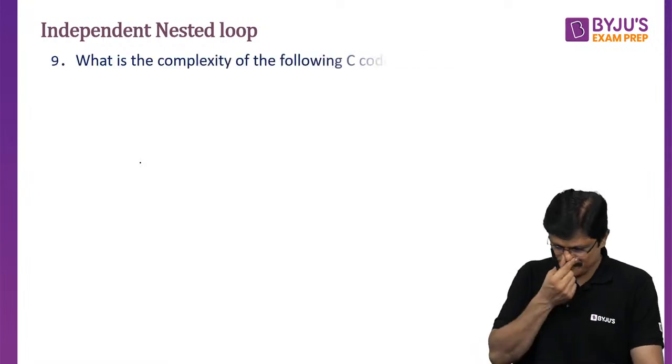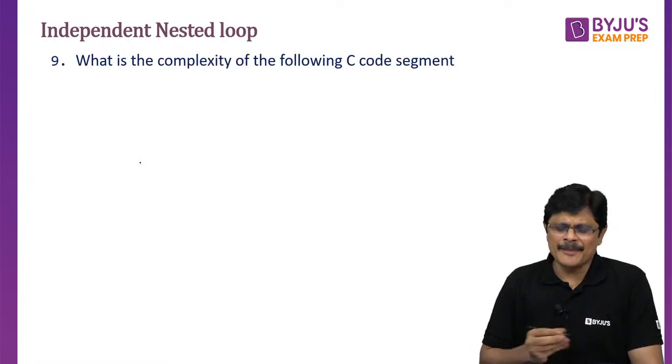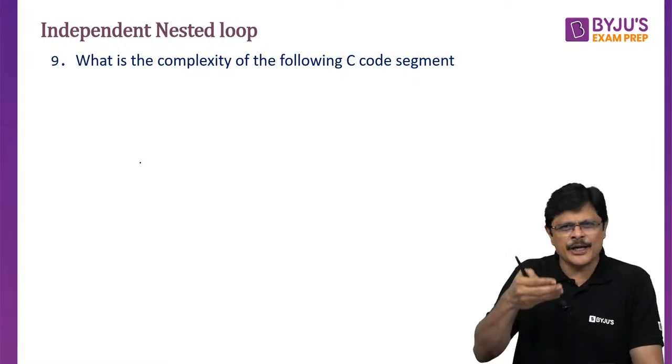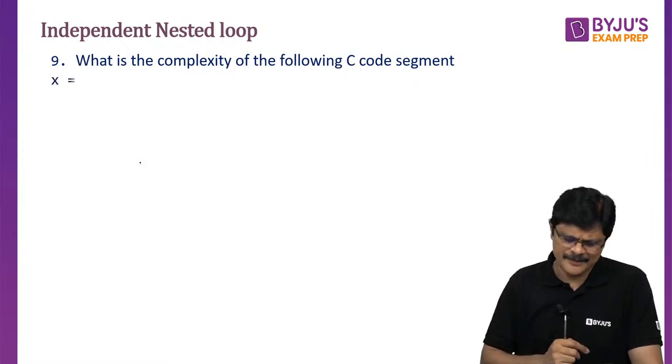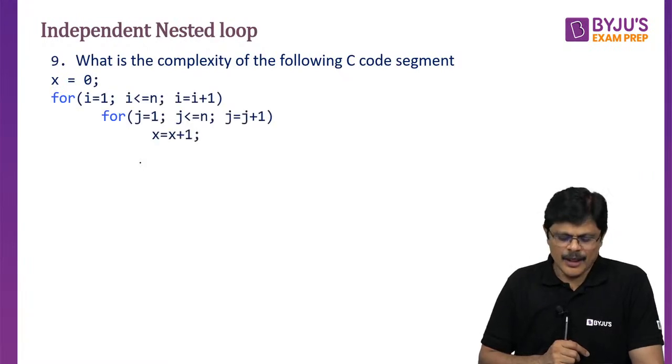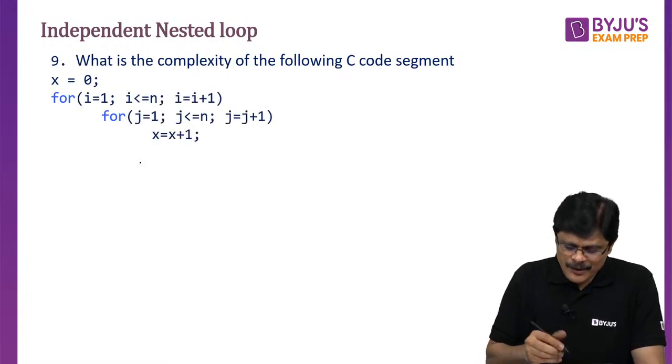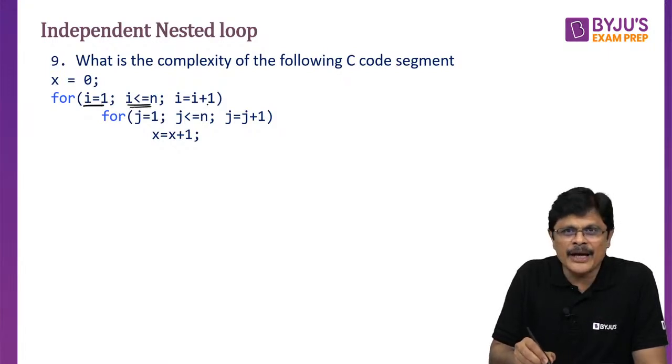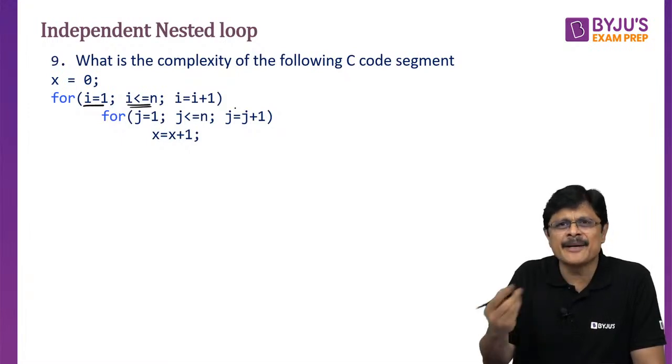Questions will be something like this. What is the complexity of the following C code segment? Generally in GATE examination also similar type of questions will be asked. Now we are having this for loop. Here if you observe, I value varies from 1 to n and I is equal to I plus 1, and inside loop j value varies from 1 to n, j increments by 1.